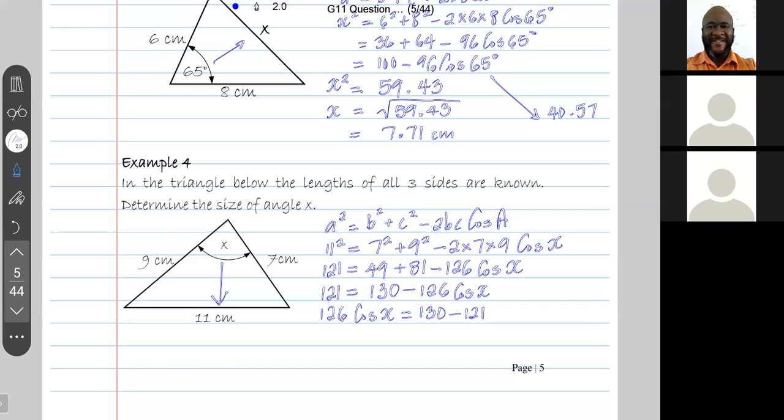Remember, what I want to find is x. So what I'm doing here is getting everything with x in it on one side and everything that doesn't have x in it on the other side. All right, so next I have 126 cosine x is equal to, what is this, 9? Is equal to 9. Then remember, I need to get cosine by itself. I'm going to divide both sides by 126.